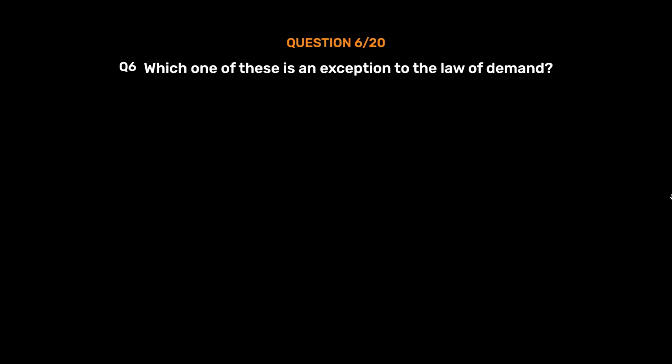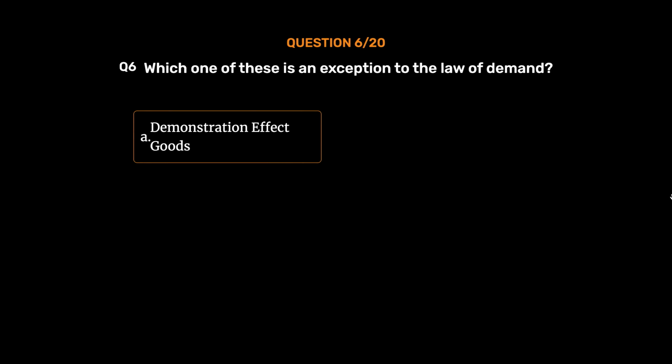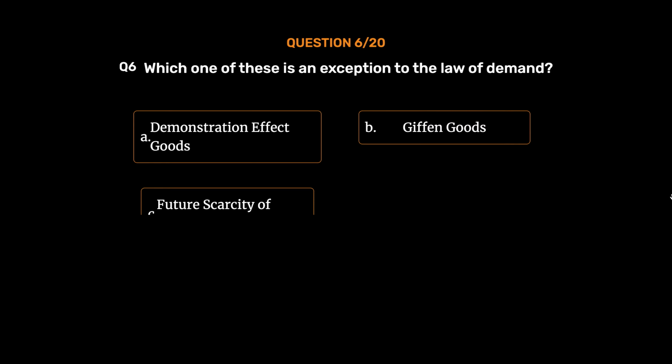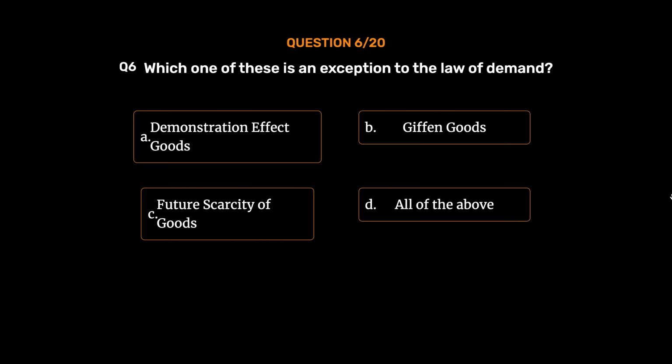Question number 6. Which one of these is an exception to the law of demand? Option A, demonstration effect goods. Option B, giffen goods. Option C, future scarcity of goods. Option D, all of the above. The correct answer is Option D, all of the above.